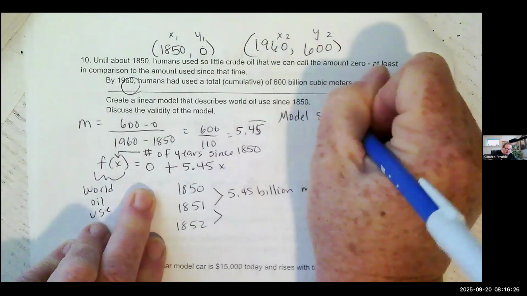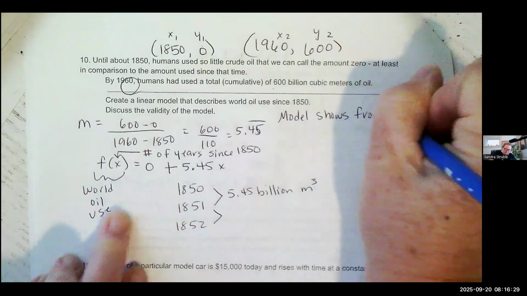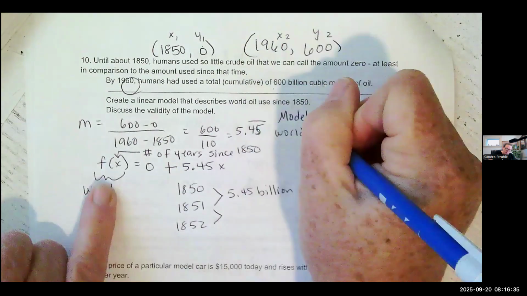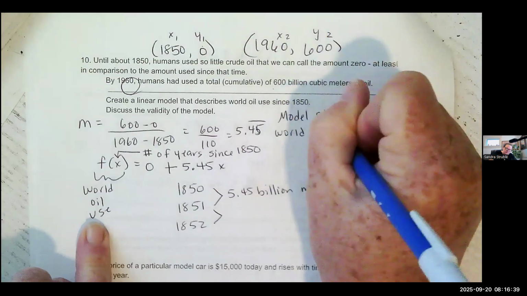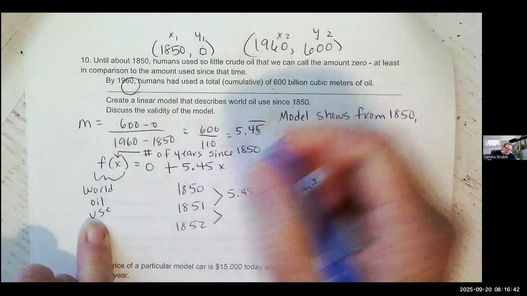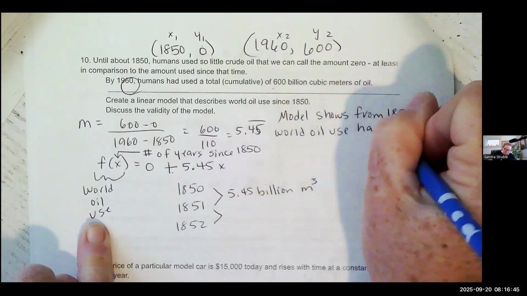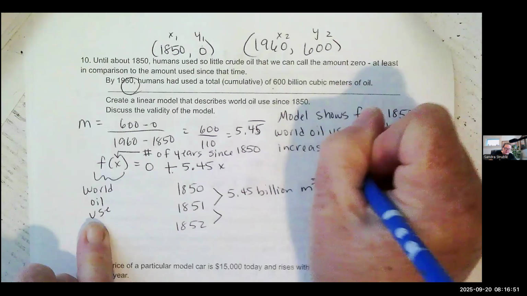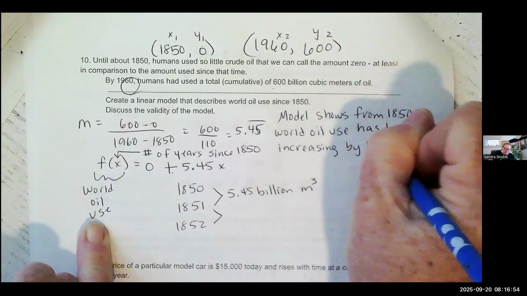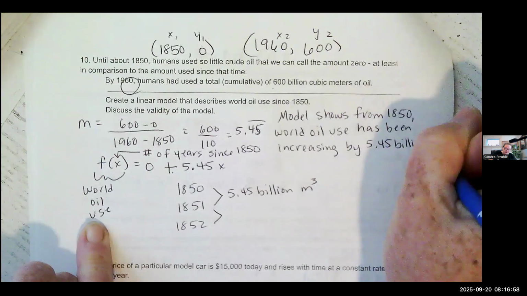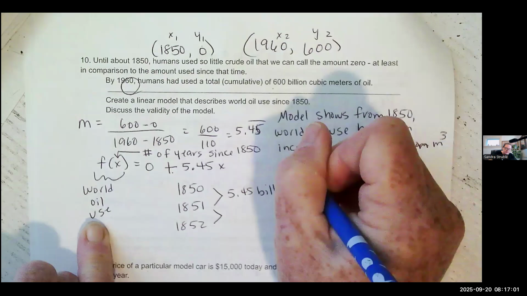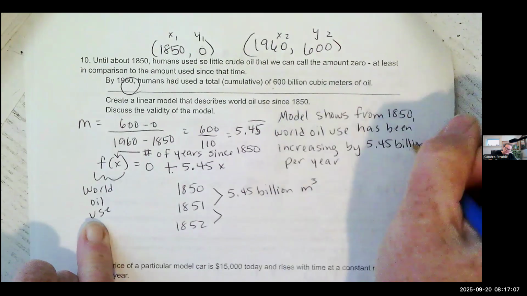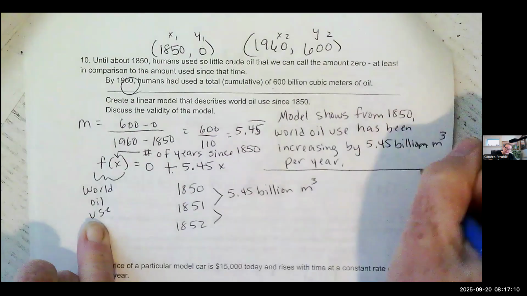from 1850, world oil use, that's what I described, world oil use has been increasing, because remember the plus sign is increasing, by 5.45 billion cubic meters per year since 1850. Validity.